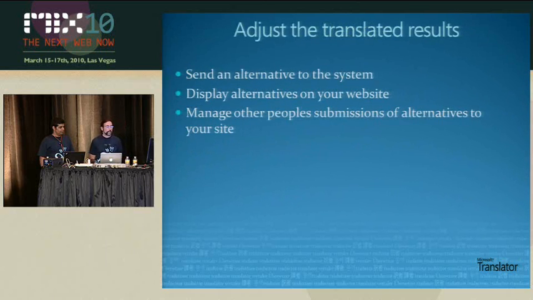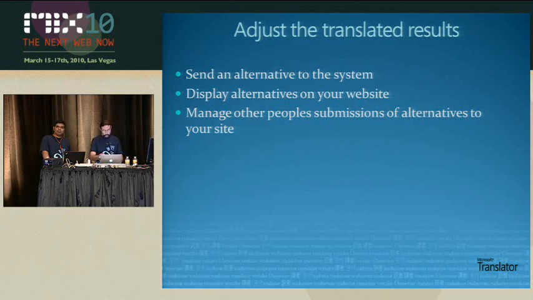So that was the demo. So the next thing we want to be able to do is adjust the translated results. We want to enable you as webmasters, but also as people that are maybe viewing a site or viewing some content, to submit alternatives back up to the system. And if you are a webmaster, we want you to be able to maybe pick which alternatives get displayed on your site and manage the submissions that other people are making on your site.